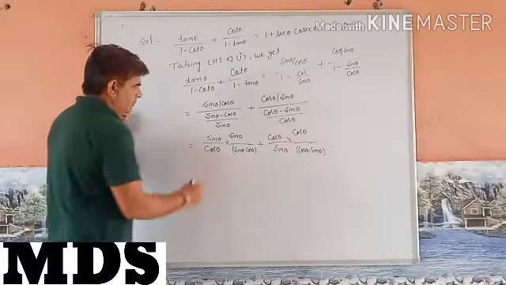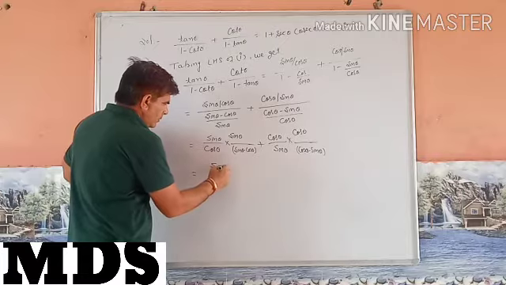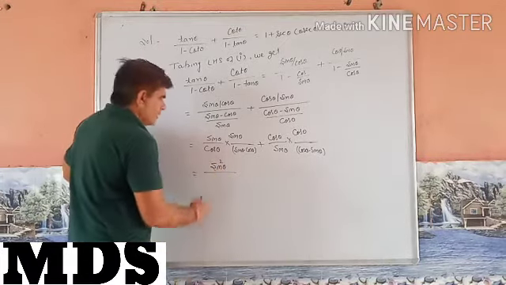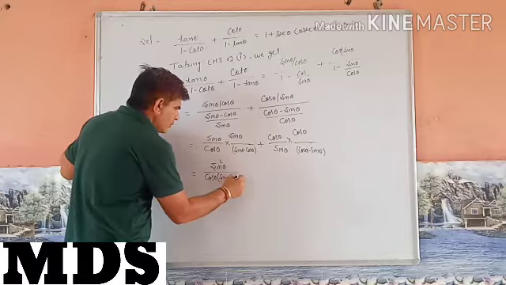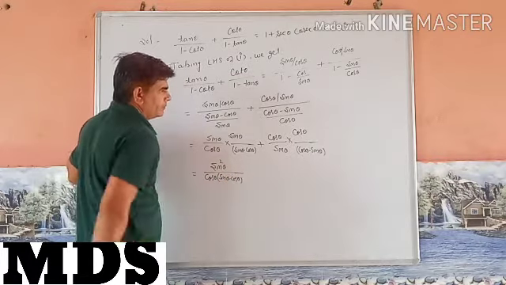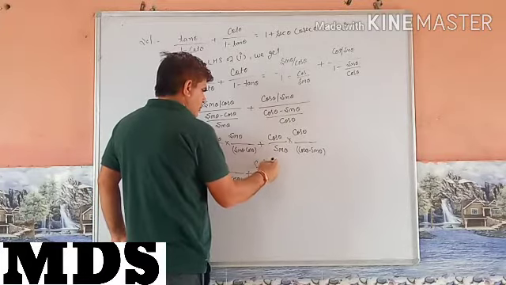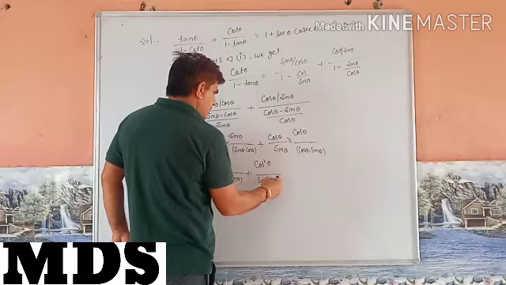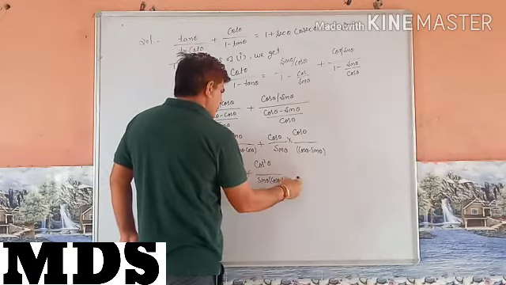What does it become? This becomes sin theta whole square by cos of theta into sin theta minus cos of theta, plus cos square theta by sin theta into cos theta minus sin theta.